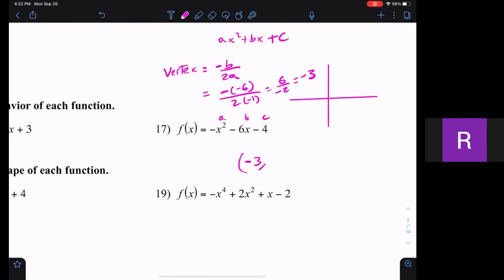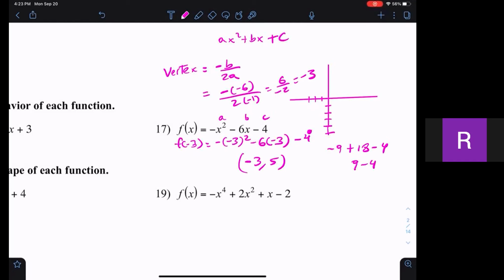Now I need to find the y coordinate of the vertex. So what you need to do is just plug this negative 3 in the function. So this is going to be f of negative 3. So this is going to be negative 3 squared minus 6 times negative 3 minus 4. So that's going to be positive 9, negative 9, 18 minus 4. So this is going to be 9 minus 4, that's 5. So this is the vertex, negative 3, 5. 1, 2, 3, 1, 2, 3, 4, 5. Let's assume it's around here somewhere.